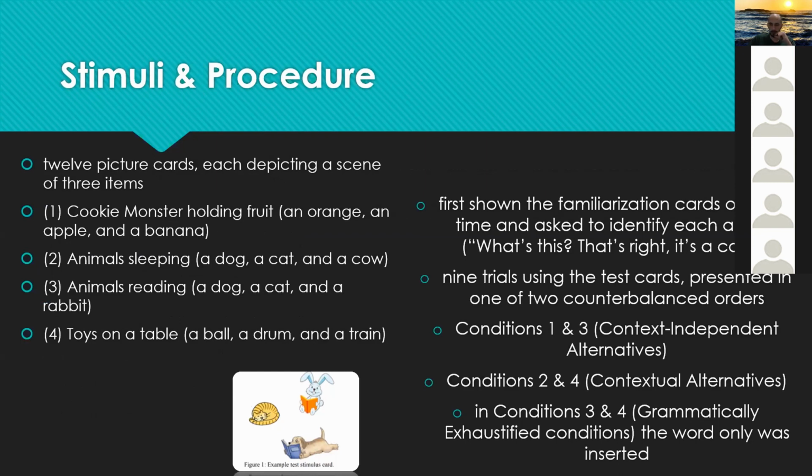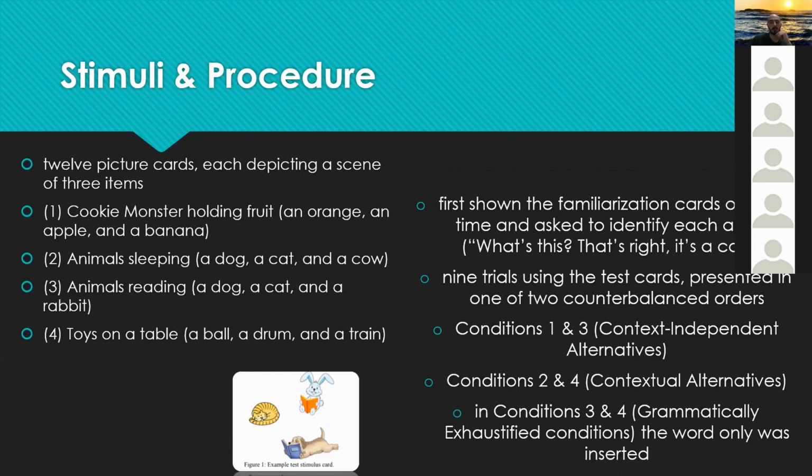The stimuli were 12 picture cards, and each of these picture cards depicted a scene of 3 items. 4 of these cards were used in a familiarization phase and 8 in the test phase. The familiarization cards depicted sets of animals with distinct characteristics, for example, color or clothing. And the test cards depicted 4 different scenes, which you can also see on the screen. And you can also see an example of a card.